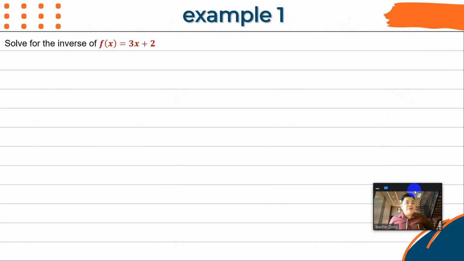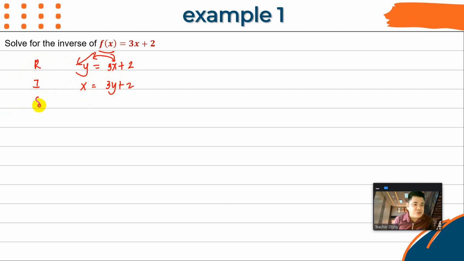Now, solve for the inverse of the function f of x equals 3x plus 2. Let's follow the process. First, we replace f of x with y. Y is now equal to 3x plus 2. Then you interchange the position of x and y, so x will now be equal to 3y plus 2. That's how you will do it, interchanging x and y, or vice versa.